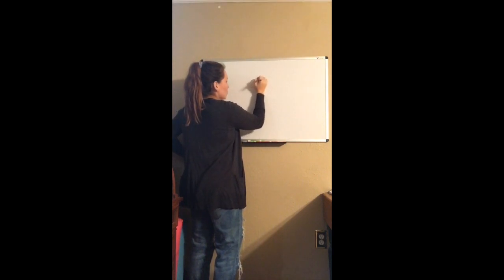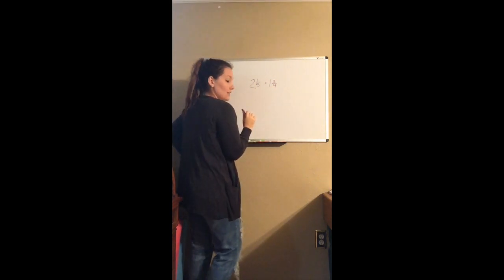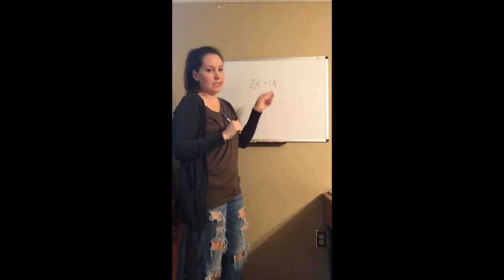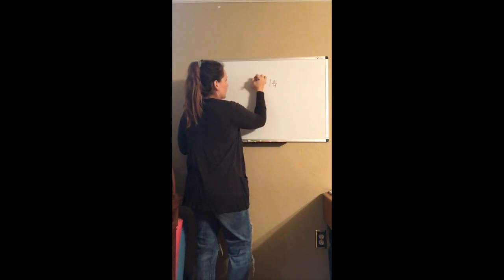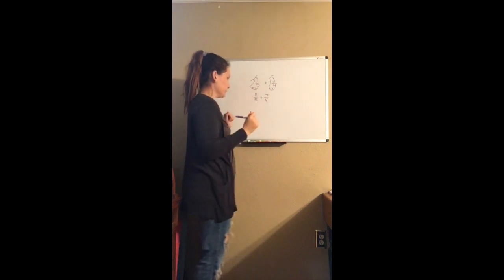So if I have 2 and 1/5 plus 1 and 3/4, I think the easiest way to go about this is to go ahead and convert these into improper fractions. They're just a little easier to work with. So again, I'm multiplying, adding, multiplying, adding. So 5 times 2 is 10, plus 1 is 11. So we have 11 over 5, plus 4 times 1 is 4, plus 3 is 7, 7 over 4.